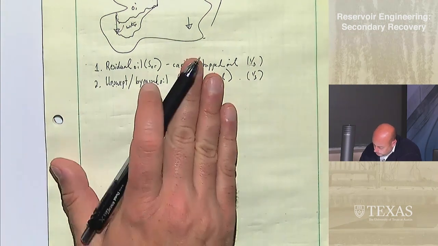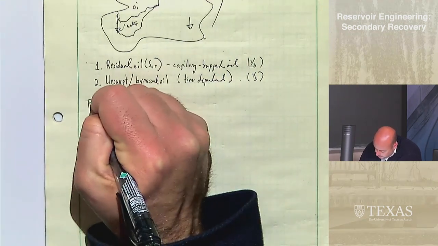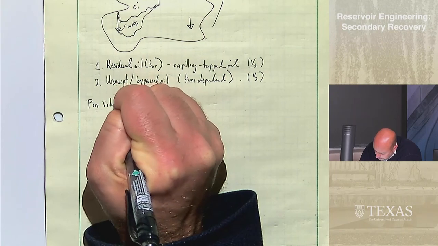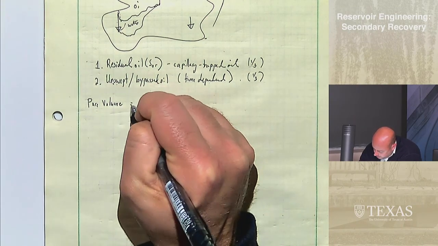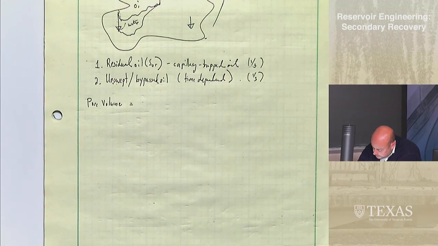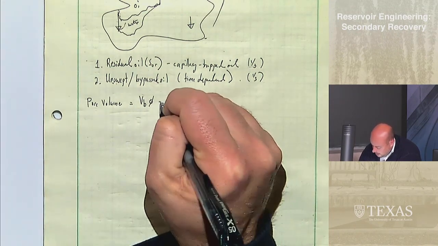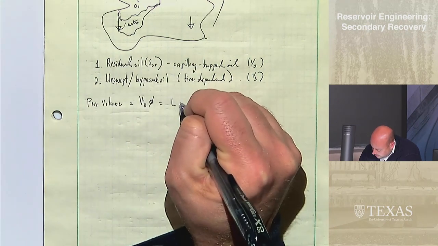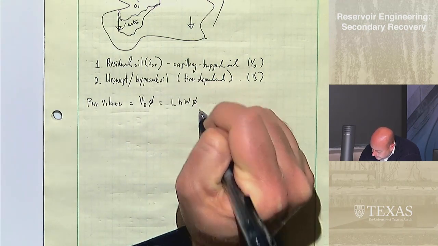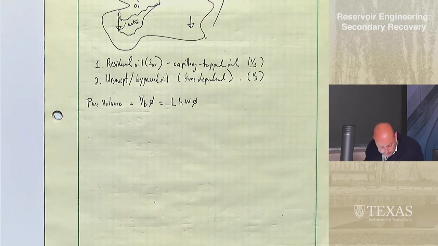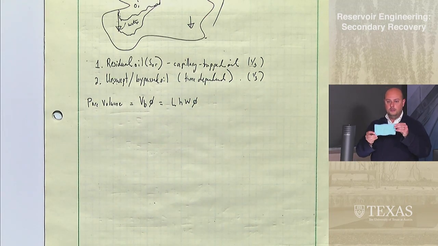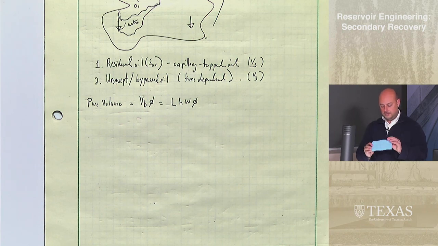And so one of the things we talked about is the pore volume. The pore volume is the bulk volume times the porosity. And if it's a rectangle, then it would be L H W phi, right? L is the length, H is the thickness, W is the width. I'm thinking of my little sponge here as being a reservoir, right? So it's got a length, a width, and a thickness, and then it's got a porosity. And so that's the pore volume.